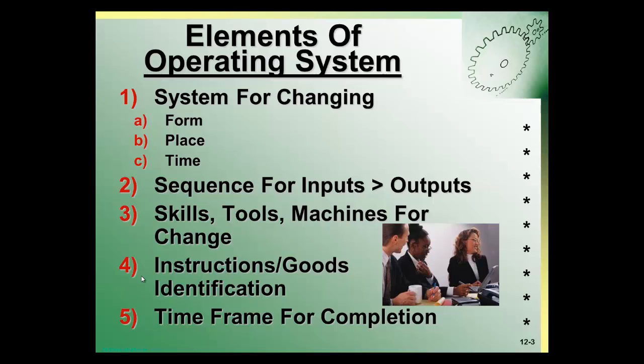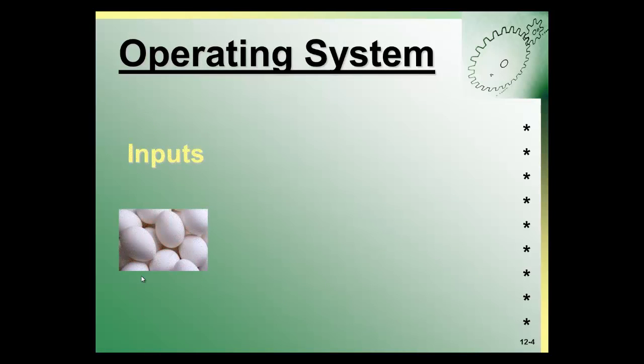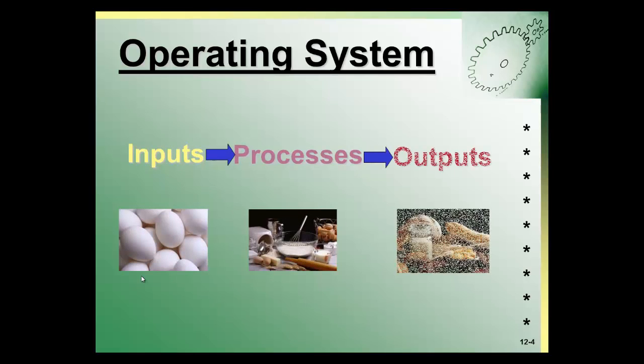The elements of the operating system include a system for changing form, place, and time. It includes a sequence of inputs. It must contain skills, tools, and machines for change. Instructions and goods identification must be included. Plus, every operating system must include a time frame for completion. On a very foundational level, an operating system combines inputs and processes to generate outputs.